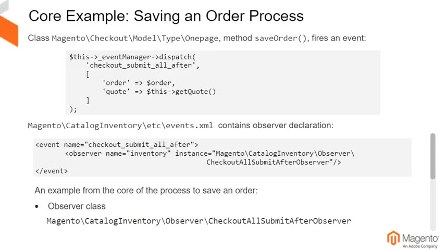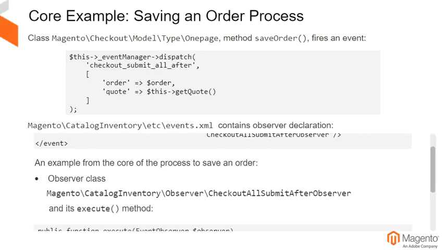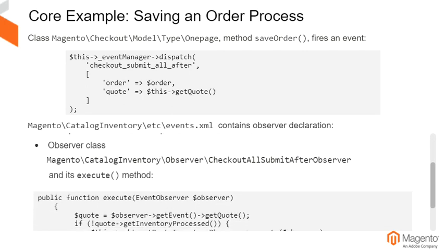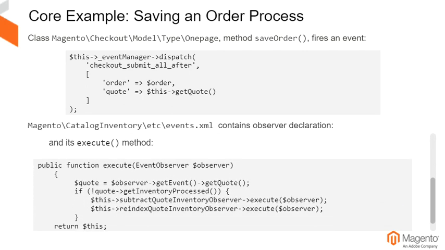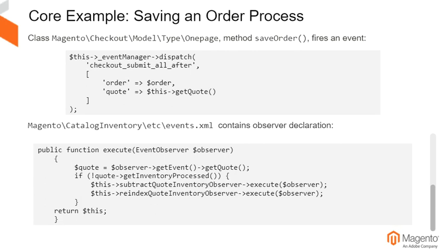This example is taken directly from the Magento code. First, you can see how an event is fired in the code. Note its parameters, order, and quote objects. Next, you can see how an observer is declared in events.xml. Continued on the next slide.